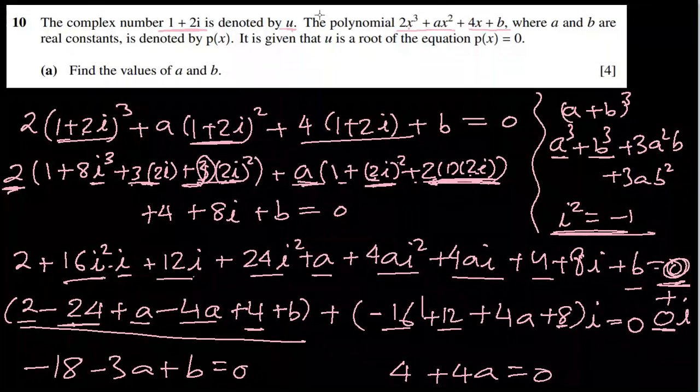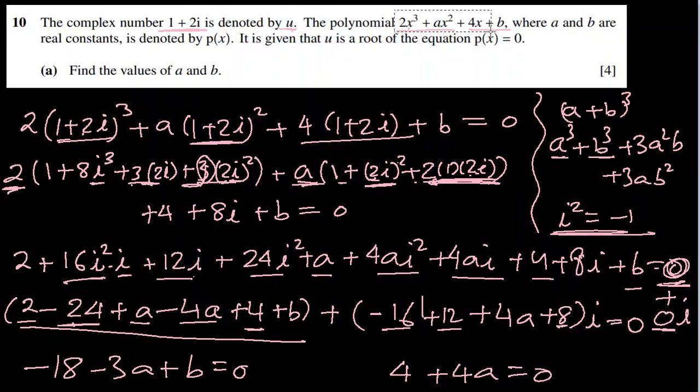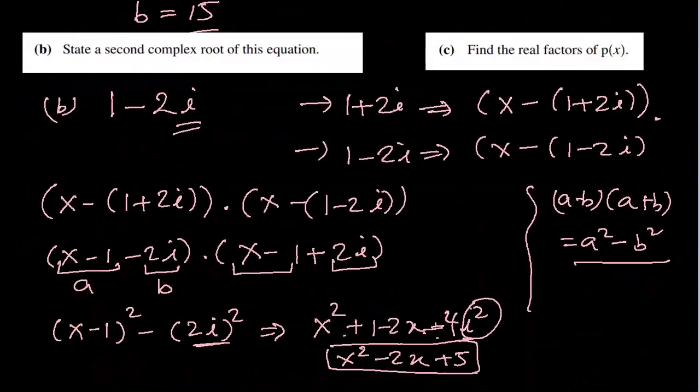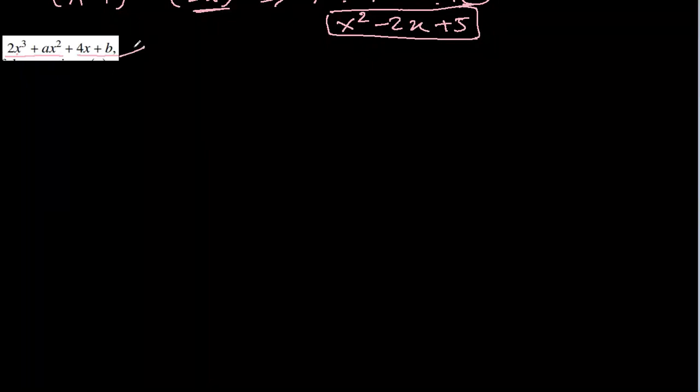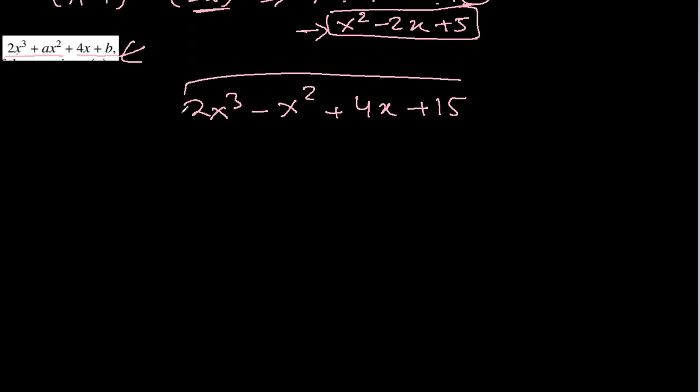This is the one, and we know the values of a and b, so we substitute the values of a and b as well. Let me write it down so that I don't make any mistakes. Alright, so I have to divide this polynomial by this factor. So it is 2x cubed, and a was minus 1, minus x squared plus 4x, and b was 15. We have to divide this by x squared minus 2x plus 5.